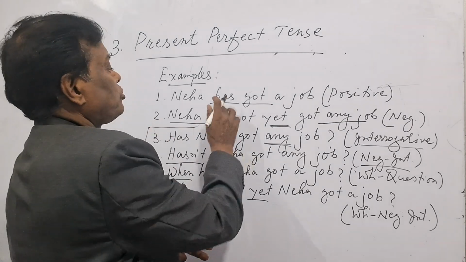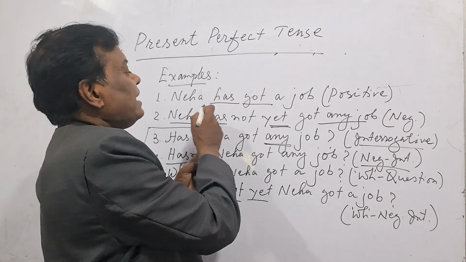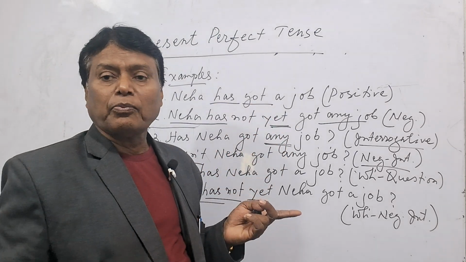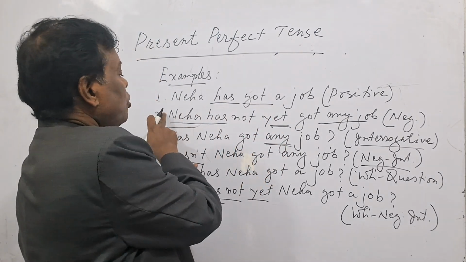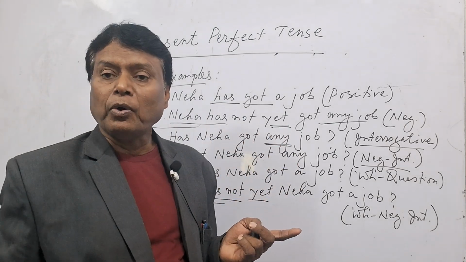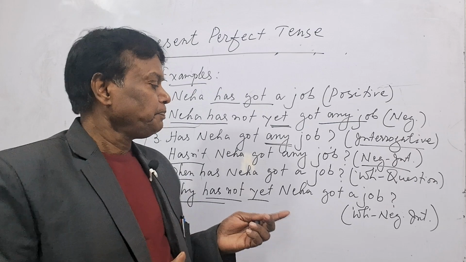We have the answers also here. Okay, has Neha got a job? You are using yes, Neha. Yes, she has got a job. That is your positive answer. If the answer is no, here I have to use no. No, she has not yet got any job. So here in these six sentences we have the questions, we have the answers.